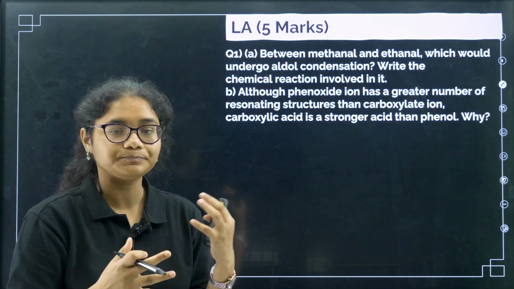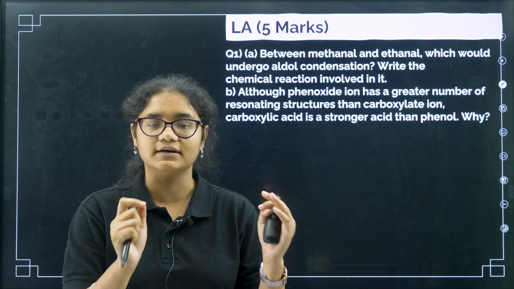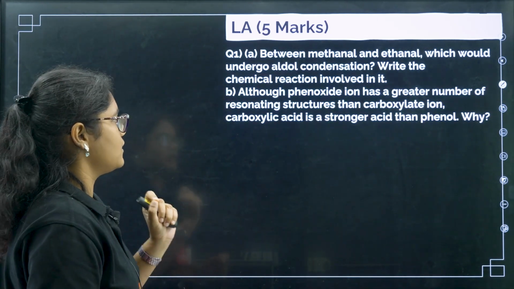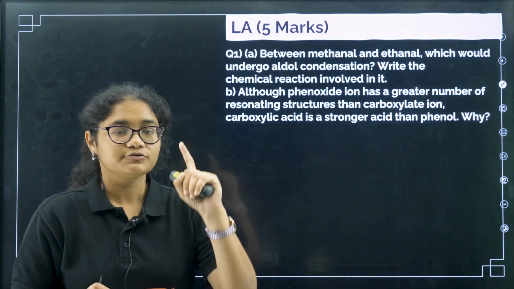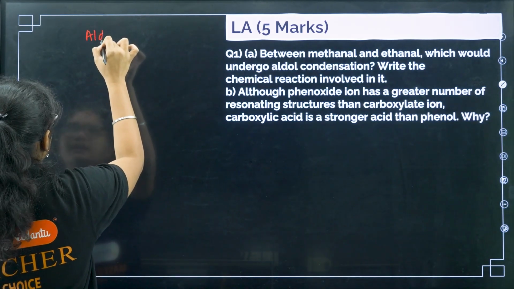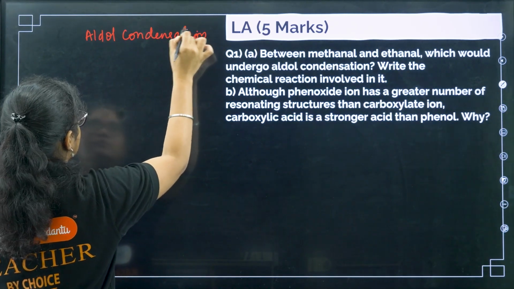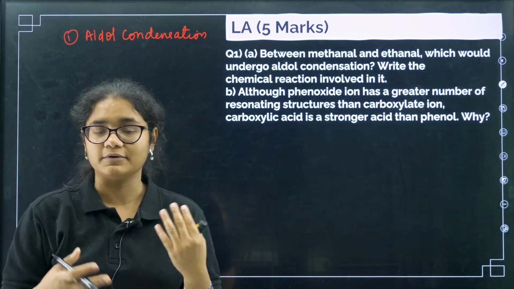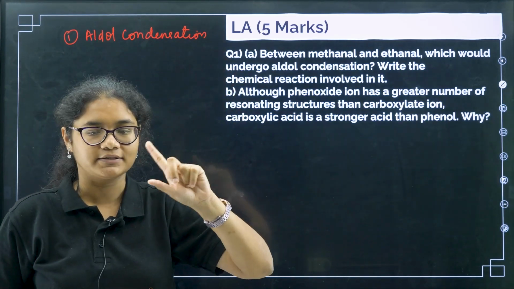Now we will move towards the 5 marker questions, where it is really very easy to score if you focus on certain important topics. Let us see the first question here. Between methanol and ethanol, which would undergo aldol condensation? Write the chemical reaction involved in it. The first thing that you must revise from this topic is your aldol condensation. Very, very important reaction and must-do topic. Please revise this. I'll be telling you the topics that you should revise. Keep a note of this and keep revising these particular chapters. So the first reaction is aldol condensation that you need to revise.